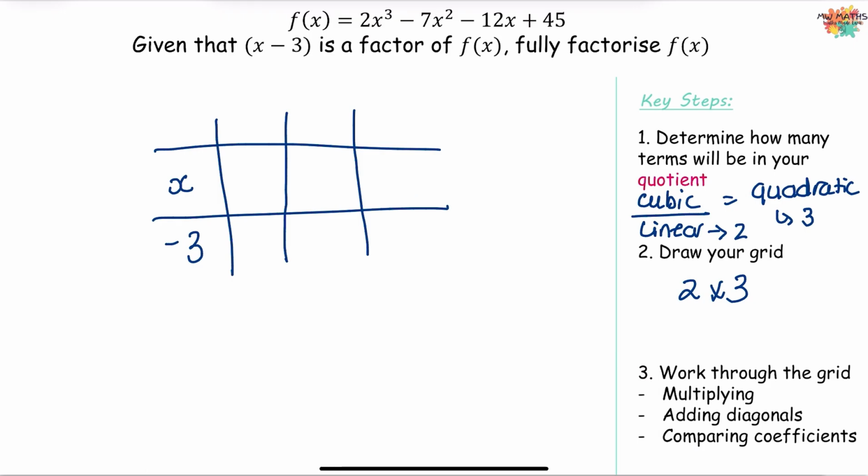Okay, grid made, let's do our division. And it is really as easy as multiplying, adding your diagonals, and then doing some comparing. So multiplying, and these are the terms I'm going to be multiplying. The x and the -3 is going to get multiplied by something to produce the terms within the cubic. So I'm going to work from right to left.